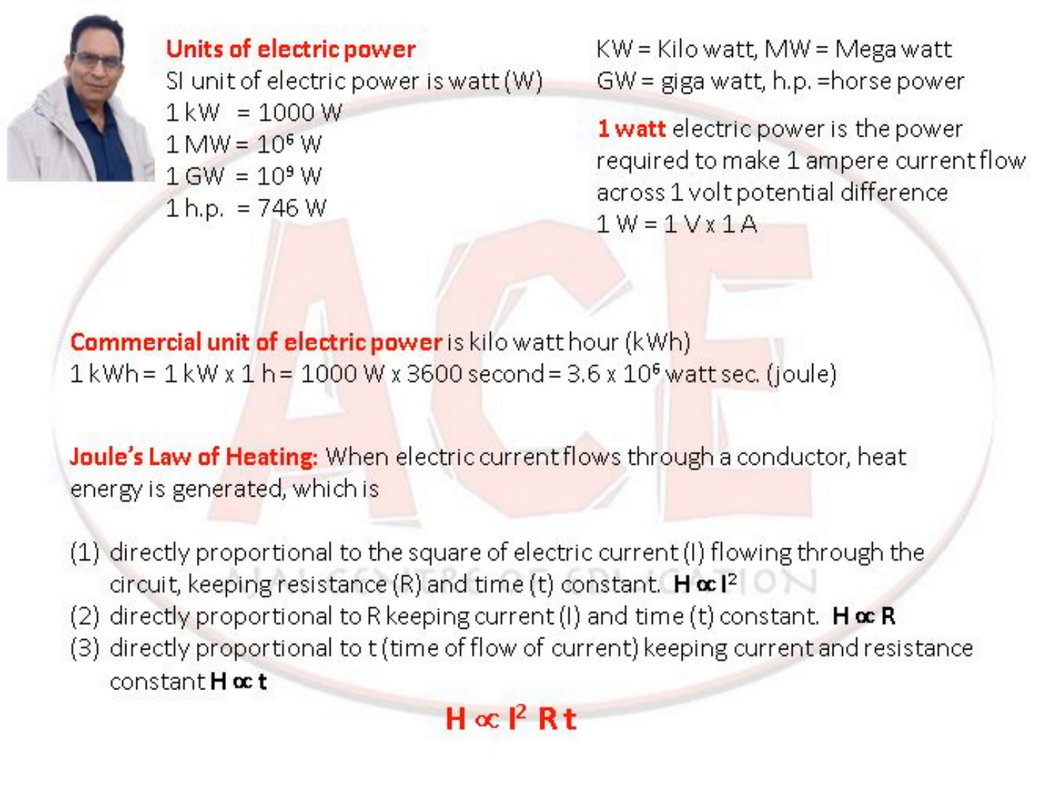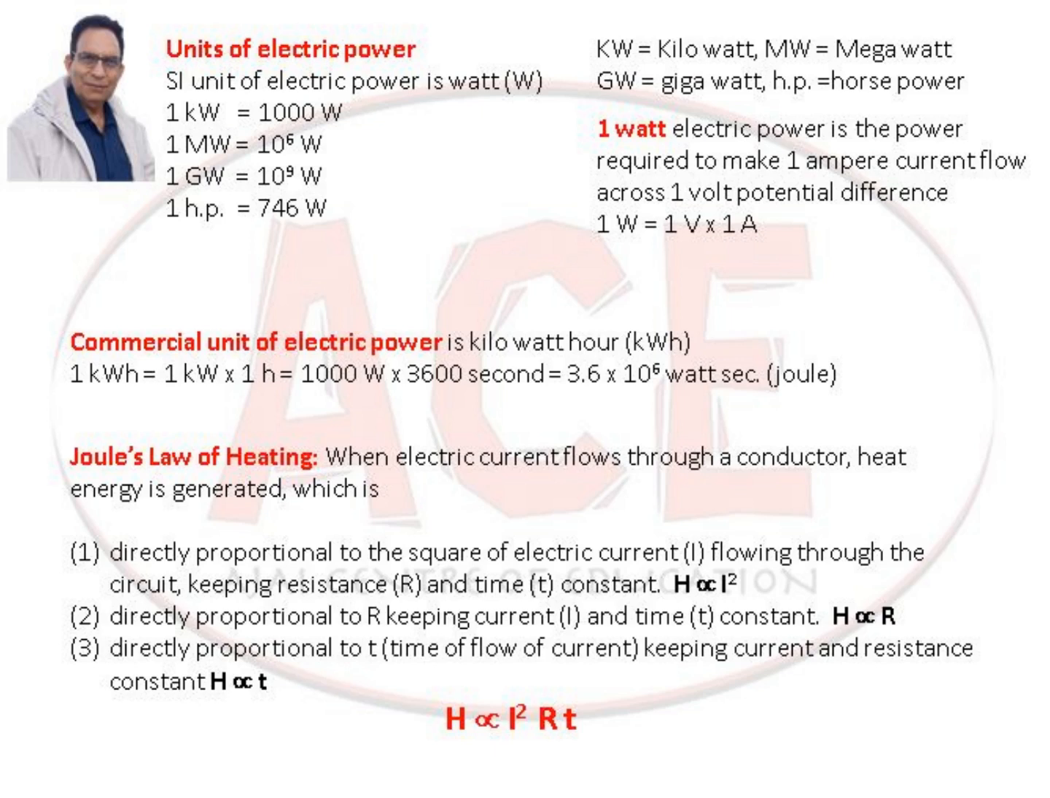Commercial unit of electric power is kilowatt hour. 1 kilowatt hour is the electric power of 1 kilowatt supplied for 1 hour. Means 1000 watt is supplied for 3600 seconds. That is 3.6 into 10 to the power 6 watt second. That is joule.